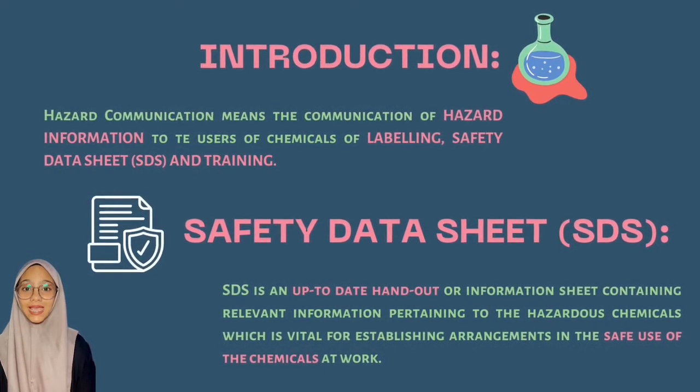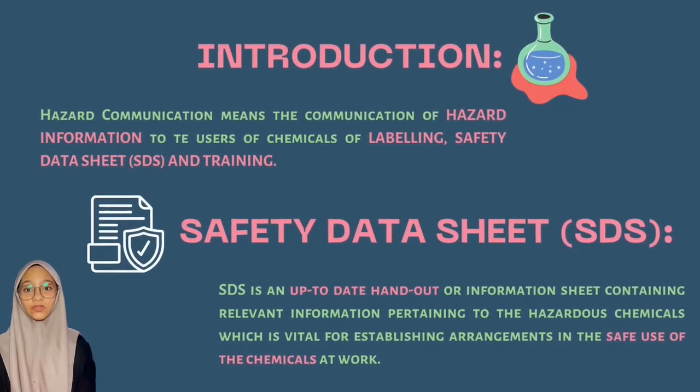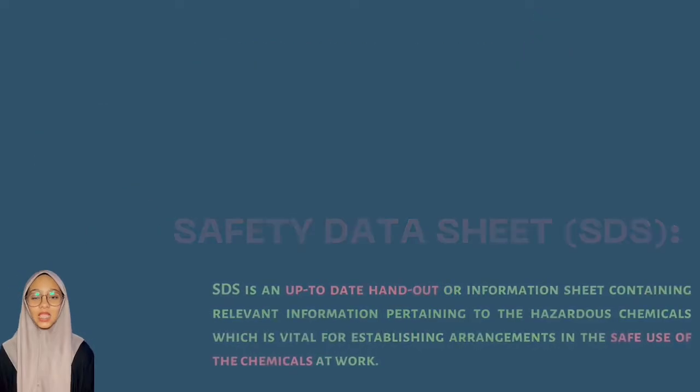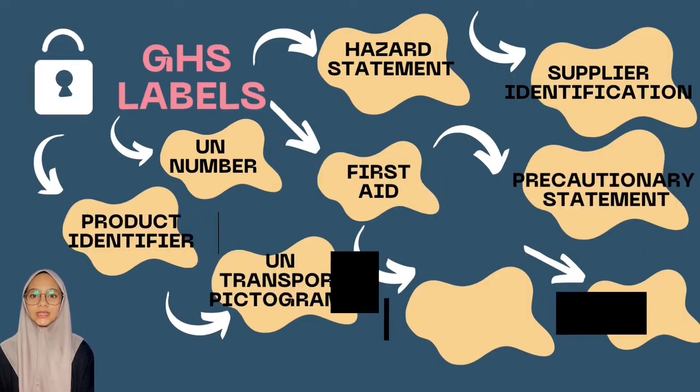So what about SDS? An SDS is an up-to-date handout or information sheet containing relevant information pertaining to the hazardous chemicals, which is vital for established arrangements in the safe use of chemicals at work. While for labeling, it contains 2 types, which are the GHS label and GHS pictograms. But before that, GHS is the Globally Harmonized System of classification and labeling of chemicals. Let's see the GHS label.